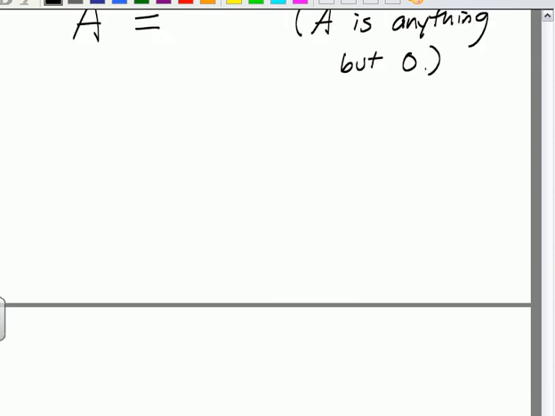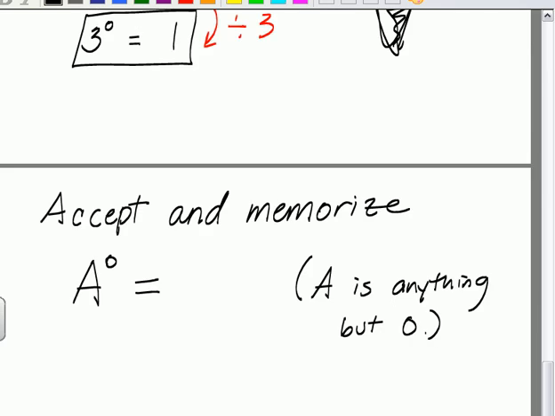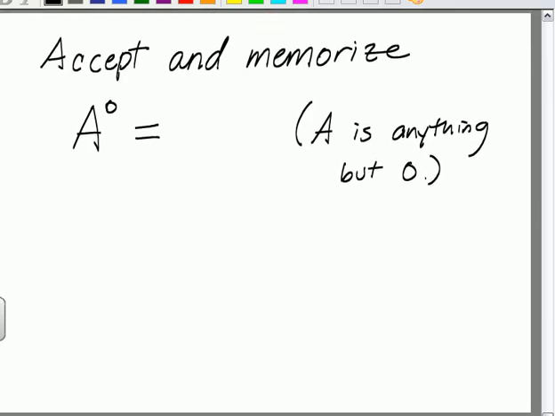And that's one thing that I'm going to call a rule, because there's no way we can figure that out on our own other than just looking at that pattern. So I have included the word not just memorize, but accept it. Sometimes it's very difficult for students to accept that when you take anything, and I'm letting anything be indicated by an A here, and raise it to the 0 power, what you get is not 0, what we expected, but 1.